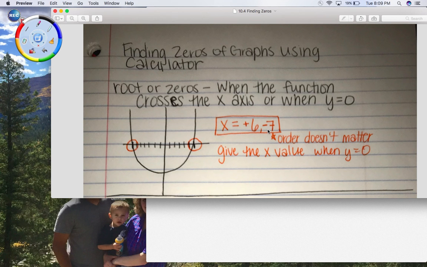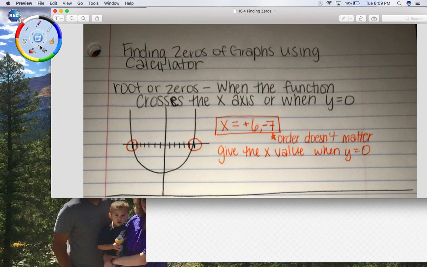The question's always asked, what are the zeros? So the zeros are at 6 and -7. So y equals 0 at 6 and at -7, because there's that point right there that's at 6, 0. So those are your zeros, and this one would be -7, 0.